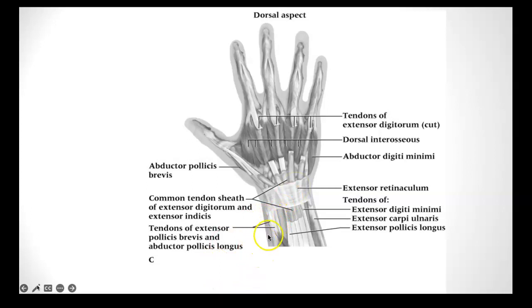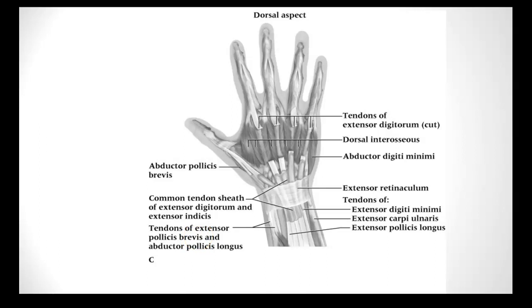Now, if we were to look at our snuff box, so if we were to abduct our thumb, we could look at certain tendons that actually might pop out at us. So the tendons of the extensor pollicis brevis and the abductor pollicis longus. And so let's talk about the tendon of the extensor pollicis brevis first.